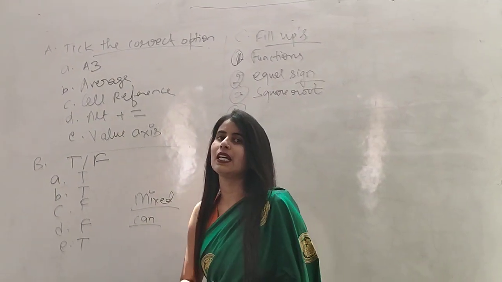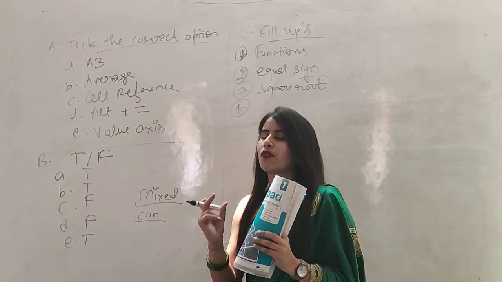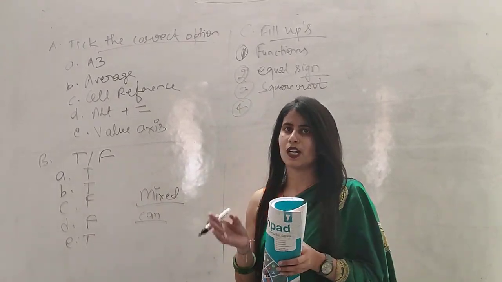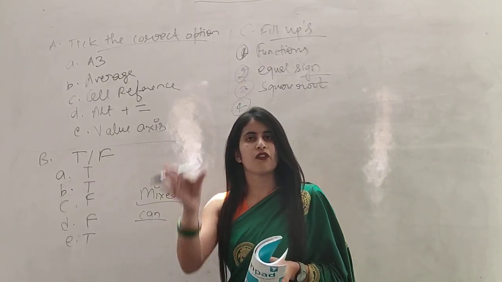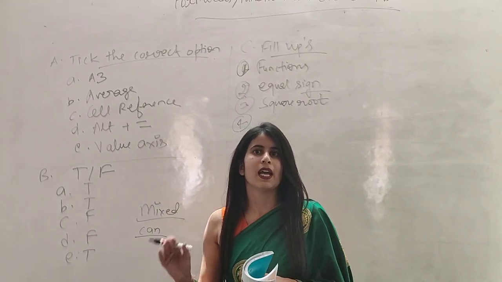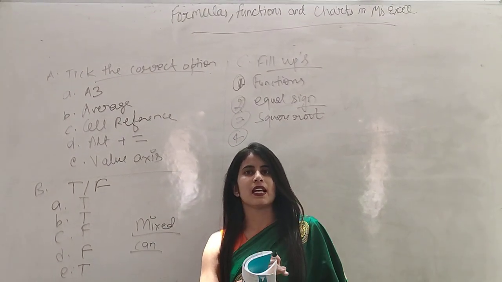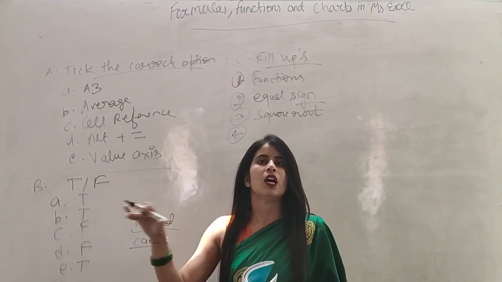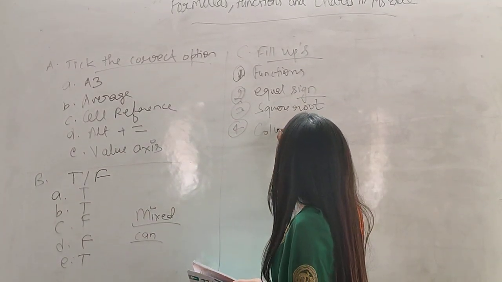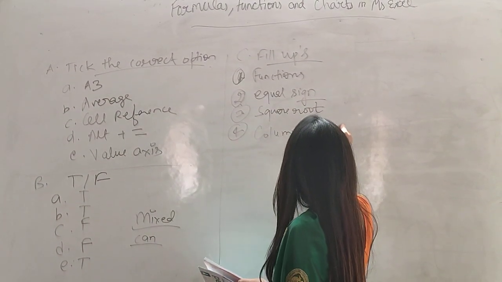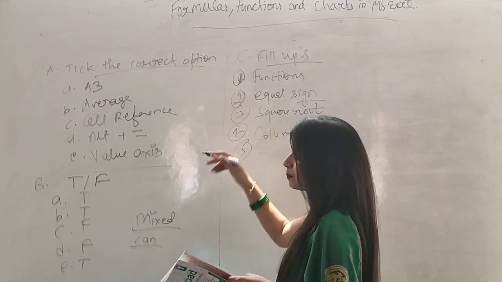As we know, there is a little bit of difference between a column chart and a bar chart. In a column chart, we represent the data in the form of vertical bars, and in a bar chart, we represent the data in the form of horizontal bars. So the answer will be column chart. In a column chart, we use the vertical bars.